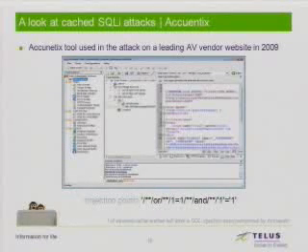But this is the same tool that was used in 2009 to compromise a major AV vendor. Again, I'm not going to mention names. And one of the cache entries left behind is, as we can see, SQL comments. It's trying them out, and it's just trying to get its bounds as to what it can do within the application.